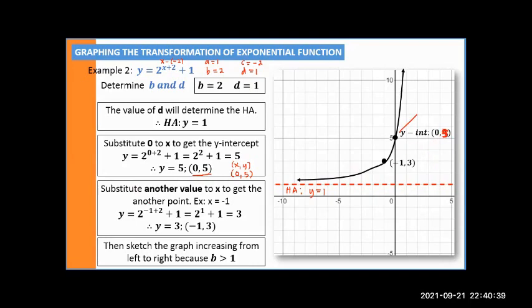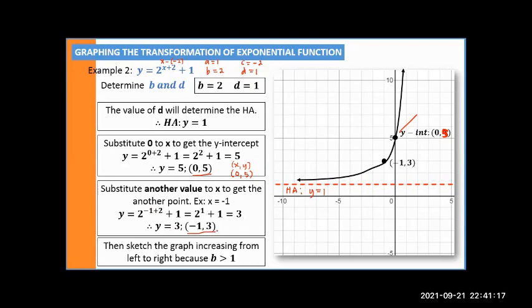And then, substitute another value of x to get another point. Again, pili tayo ng kung saan tayo convenient. So, ang pinili ko is negative 1, which is nasa left para nasa mababang pwesto siya. So, substitute ulit natin sa original function, y is equals to 2 raised to negative 1 plus 2 plus 1. So, 2 raised to 1 kasi negative 1 plus 2 is 1. Then, 2 raised to 1 plus 1 is equals to 3. So, 2 plus 1 is equals to 3. Ang value ng y is 3.